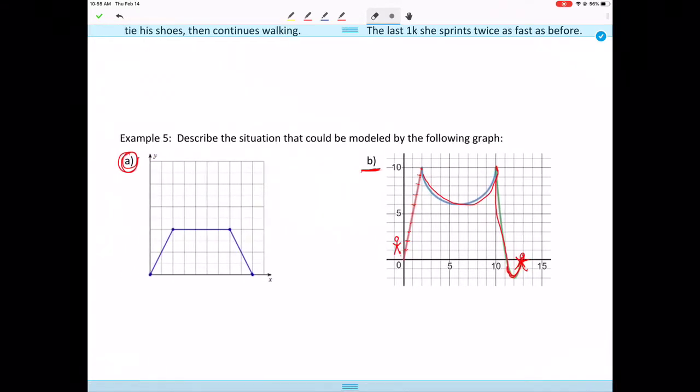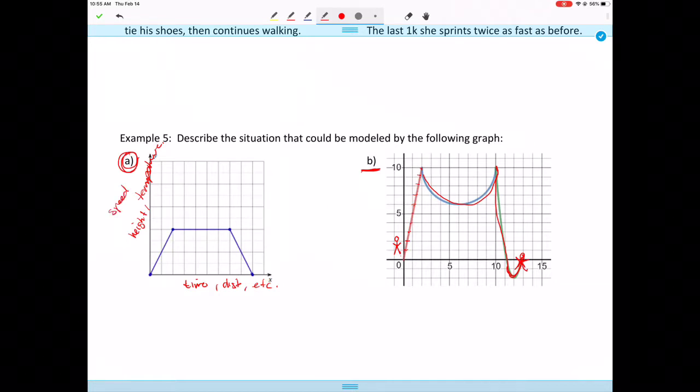So for A, try to think of, pause now if you can, and write down a situation that could be plausible. You could have time or distance for your x values, and then for y, you could have height or temperature, or you could do speed or velocity, things like that. So give that a shot, pause, and come back to me when you've come up with something.